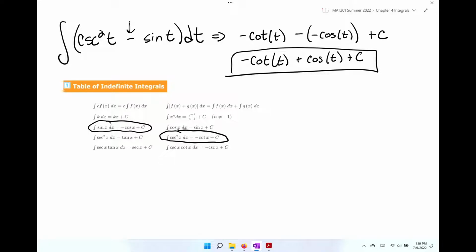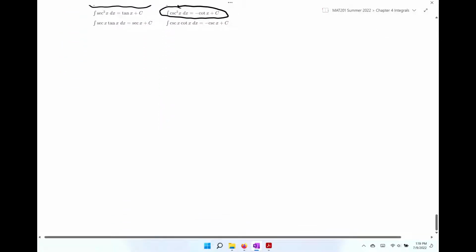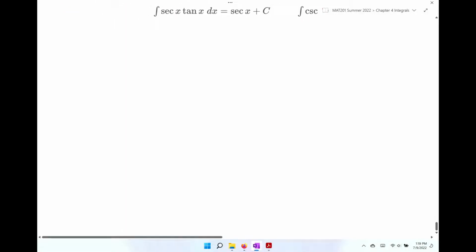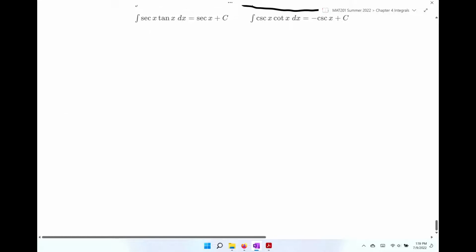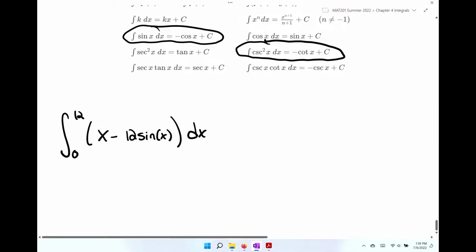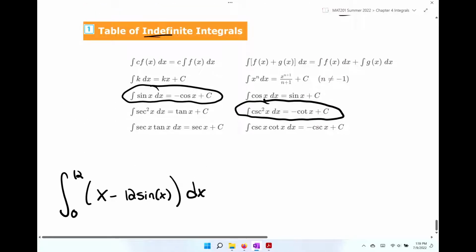All right, so the only extension that I can do here with us is now we're going to go, I guess, back in time a little bit. And we're going to integrate from 0 to 12, x minus 12 sine of x dx. So although our rules above are for indefinite integrals, they still apply for definite integrals as well.